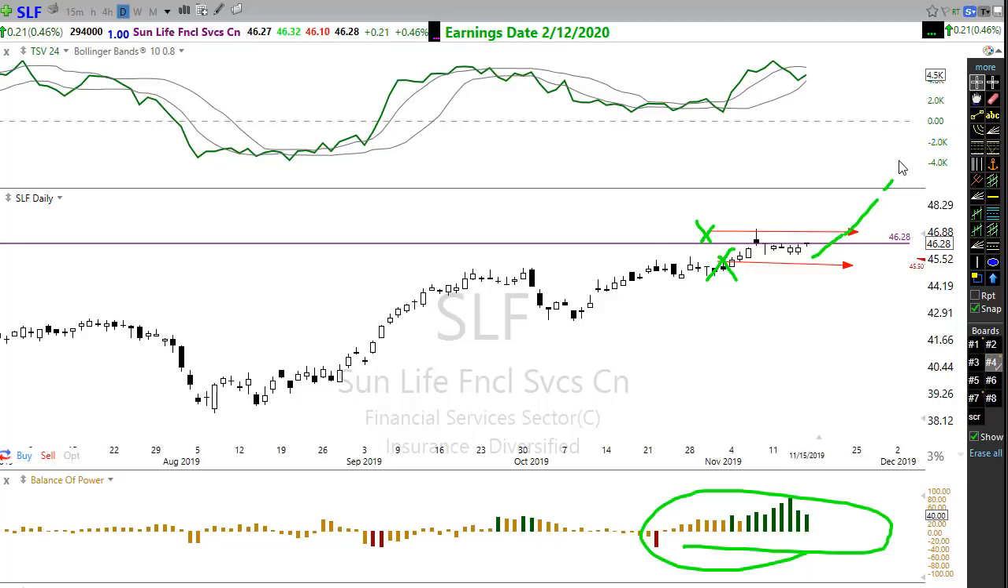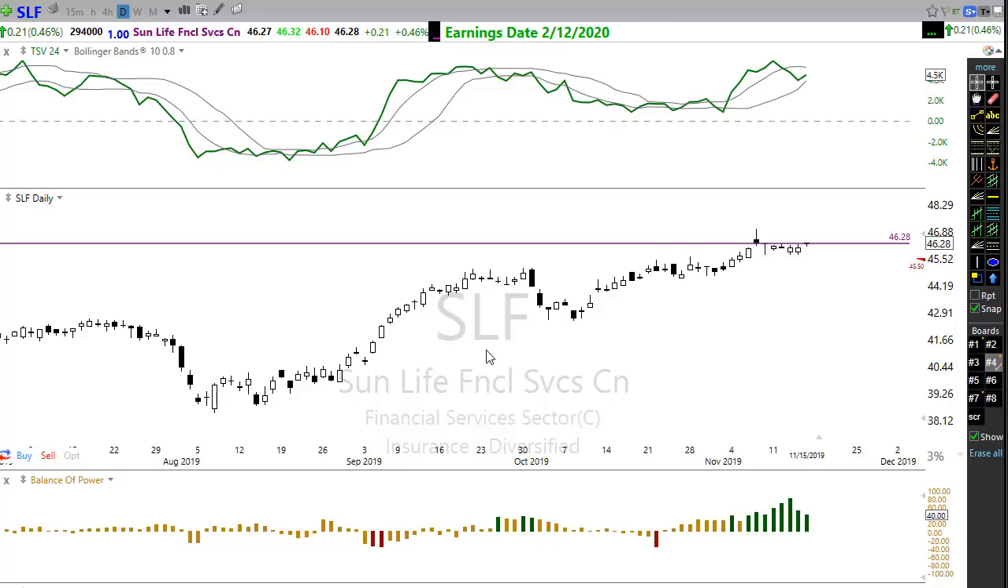Okay, and they have to do that. If you think about this logically, they literally have to do it that way. Because if they came in and bought $20 million of SLF and SLF gaps up here, everybody that owns SLF sells it and they lose money. They really have no choice but to do it that way, to kind of sneak in.